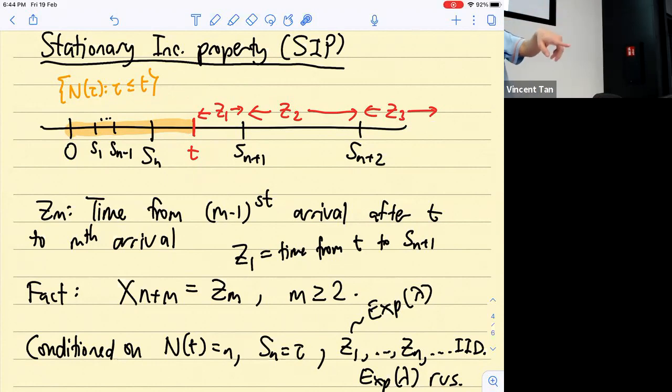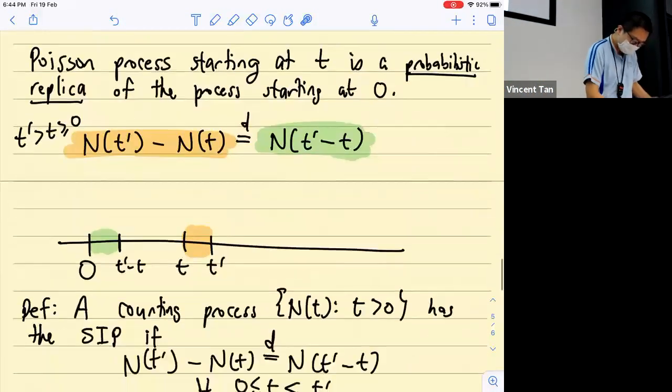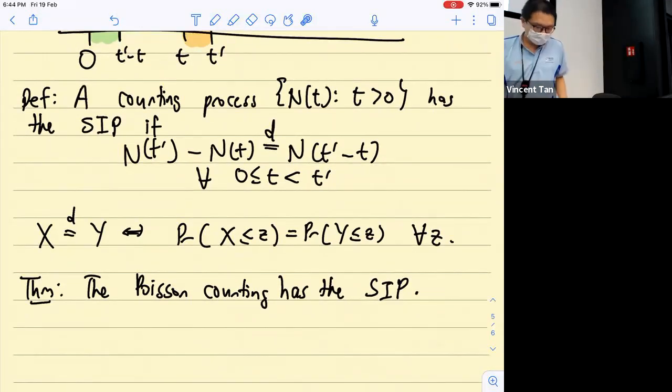These people look a bit confused. Understand? Very clear, right? Okay, but people still look a bit confused. This is very deep actually, okay? And hence, if we make the right definition, that a counting process has the SIP if this is true, then we showed that the Poisson counting process has the SIP. We have already proved this, there's no need to prove this. I want to see whether there are any people left in the waiting room. Okay, maybe not.